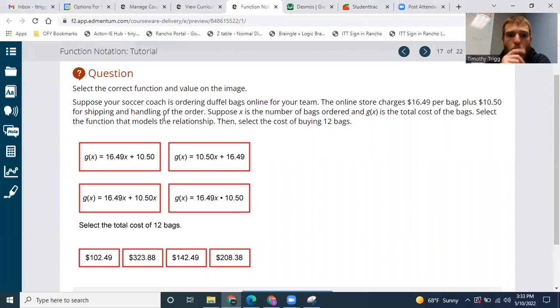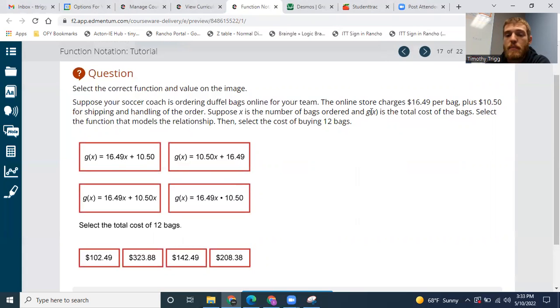Suppose your soccer coach is ordering duffel bags online for your team. The online store charges $16.49 per bag plus $10.50 for shipping and handling of the order. Suppose x is the number of bags ordered and g of x is the total cost of the bags. Select the function that models the relationship, then select the cost of buying 12 bags. So we're going to find the function g of x.